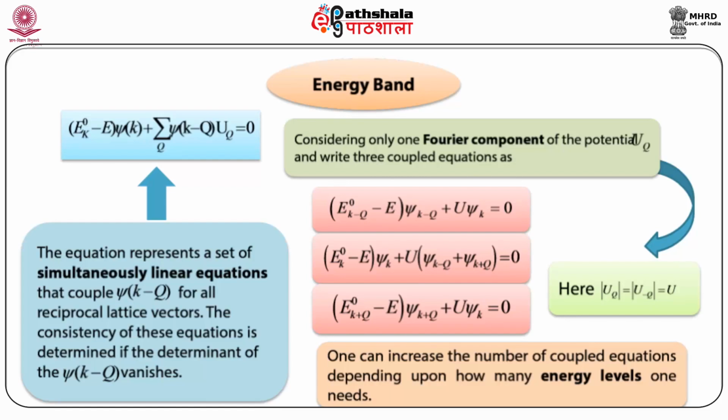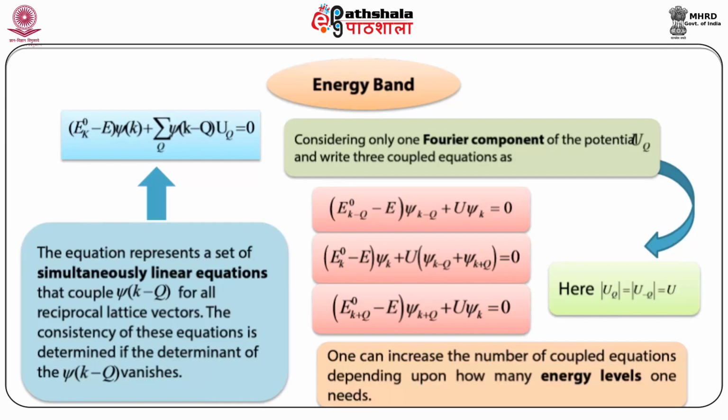Let us consider only one Fourier component of the potential, U_Q, and write three coupled equations. The first equation: (E⁰_{k−q} − E) φ_{k−q} + U φ_k = 0. The second one: (E⁰_k − E) φ_k + U (φ_{k−q} + φ_{k+q}) = 0. The third: (E⁰_{k+q} − E) φ_{k+q} + U φ_k = 0, where |U_q| = |U_{−q}| = U. That is, we have taken this.